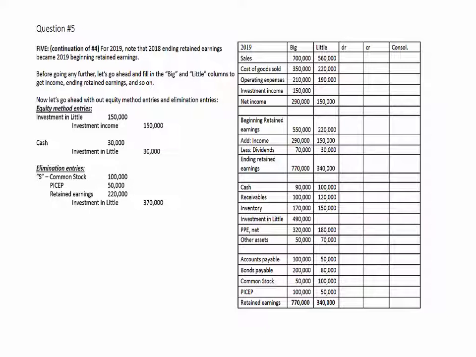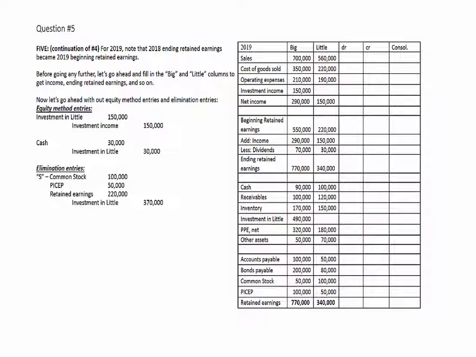In any event, in our elimination entries, we eliminate our beginning of year owner's equity accounts, again, common stock and paid in capital in excess of par, and our beginning retained earnings of $220,000, and we close that against the parent's investment in little of $370,000. And just to note, that $370,000 investment in little balance was last year's end of year investment in little, or this year's beginning of year investment.